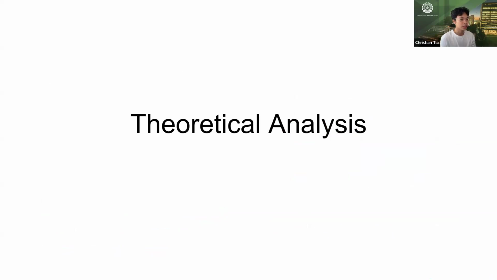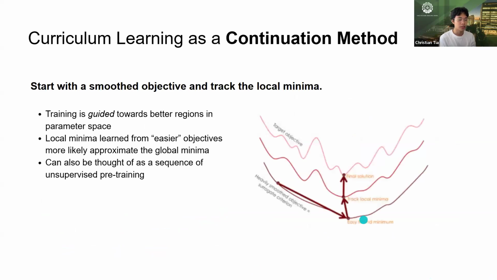So now let's look at how and why curriculum learning works. One way to look at curriculum learning is as a continuation method. A continuation method uses a sequence of optimization objectives, where you start with a heavily smooth objective function for which it is easier to find a global minimum, and you use that to track the local minima as you slowly adjust that objective to match the target objective. In that way, training is guided towards better regions in parameter space, because the local minima from easier objectives more likely approximate the global minima.